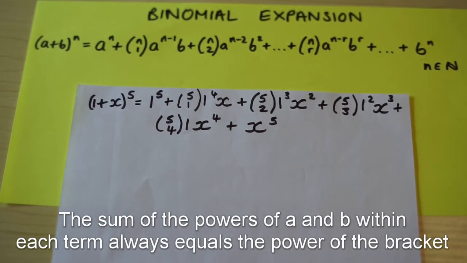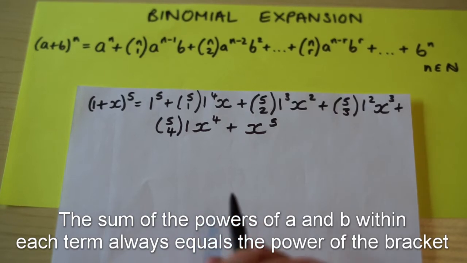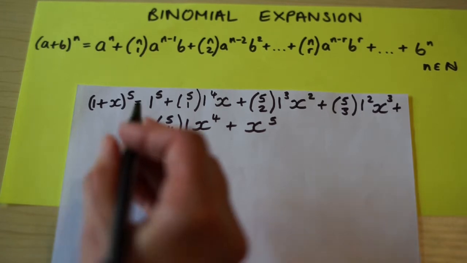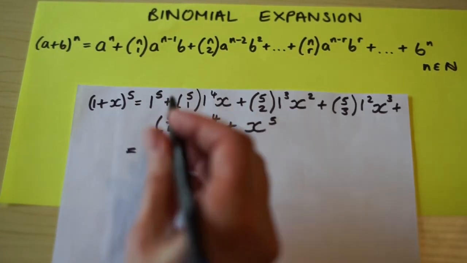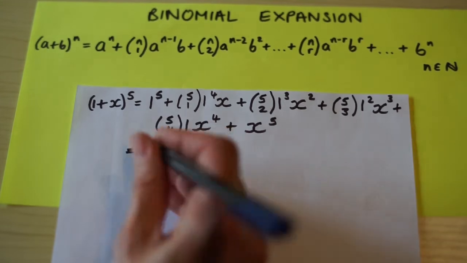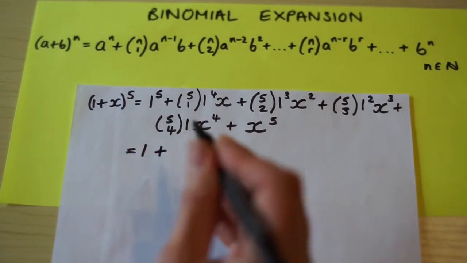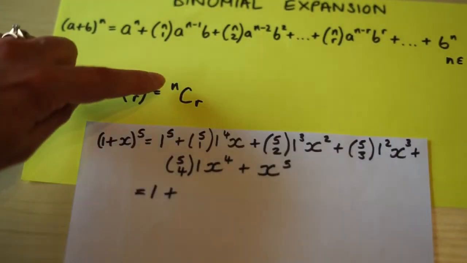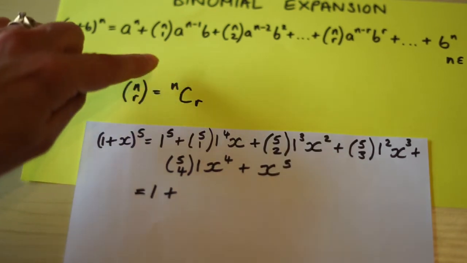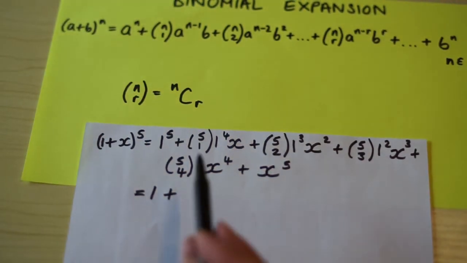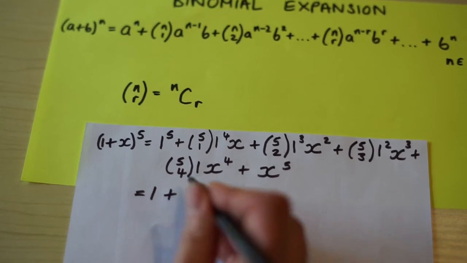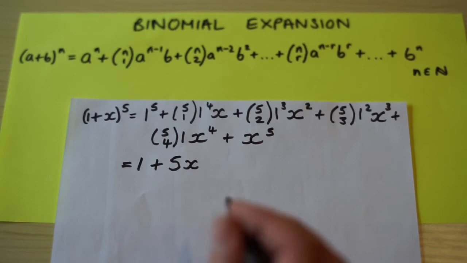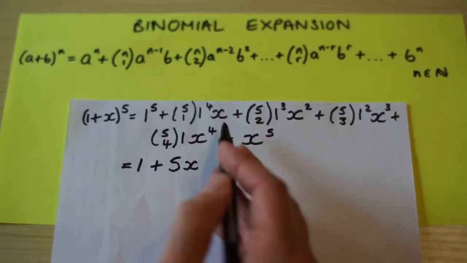So we've expanded that bracket, but there's some simplifying to do. At this stage we can get rid of all of these 1 to the powers. So that's 1. If you use your calculator at this stage, as I showed before, we're going to type in 5, use this button, press 1, and we find out that that is 5.